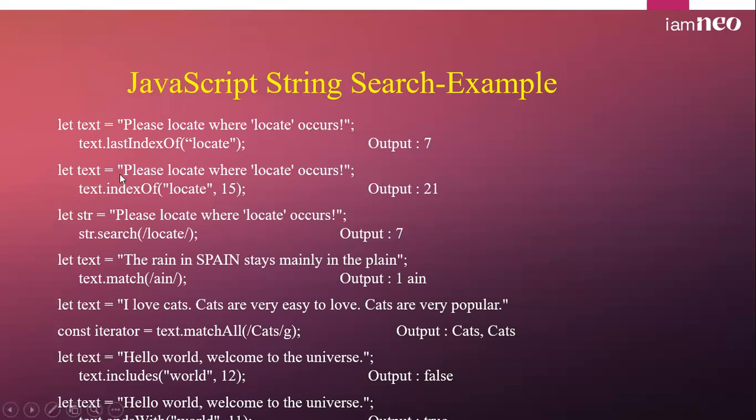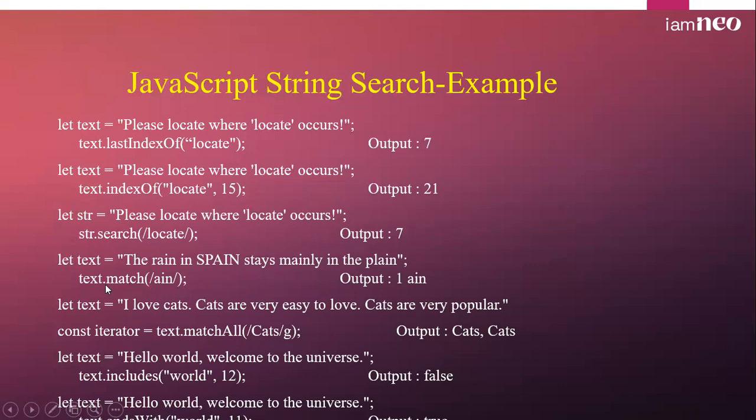So the difference between last index of and index of is, last index of locate will display the first position of the word locate in the given string. Index of will mention the starting index value. So the compiler will check from the 15th position in the string. So this value locate within quotes at the 21st position will get printed. Next is string dot search locate. So the location of the substring locate in the given string. So it will return 7.